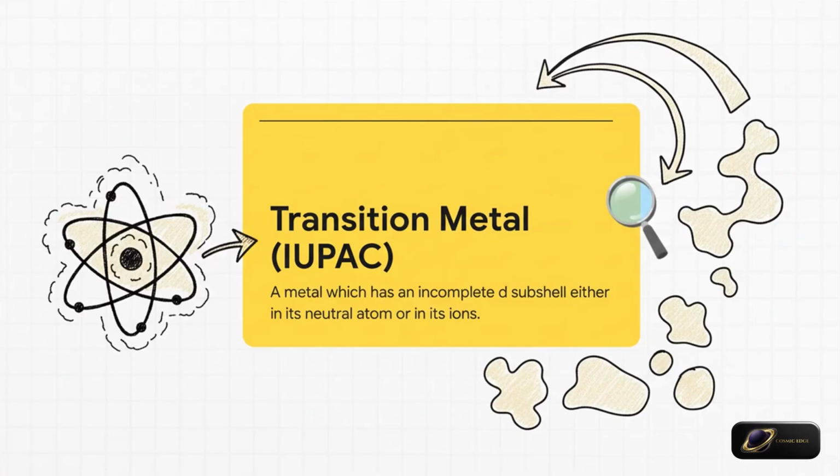Okay, so if you look up the official scientific definition, it gets right to the heart of it. A transition metal is any metal that has a d subshell that isn't completely full. It's this incomplete status, this kind of in-between state that is the key to everything. It gives them this amazing chemical flexibility.